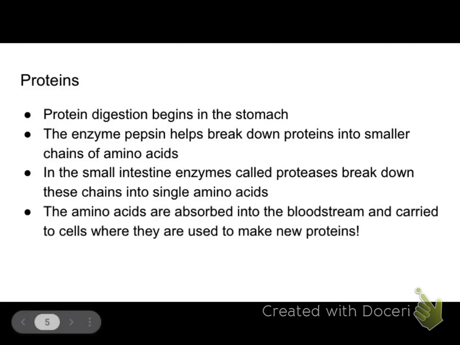Those amino acids can then be absorbed into your bloodstream and carried off to cells, and those cells can assemble the amino acids into new proteins that help build your body. Lots of structures in your body are built from proteins produced by your cells using the amino acids from the food that you eat. Your body can produce some amino acids, but not all of them, so it's very important to get protein in your diet so that you get the essential amino acids your body needs to build proteins.